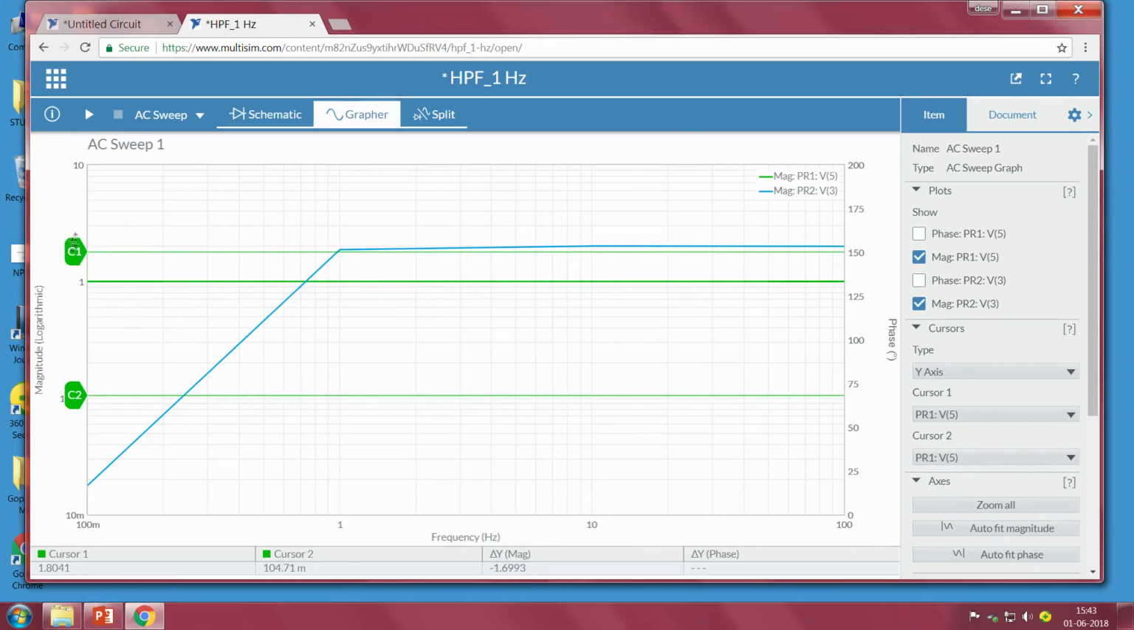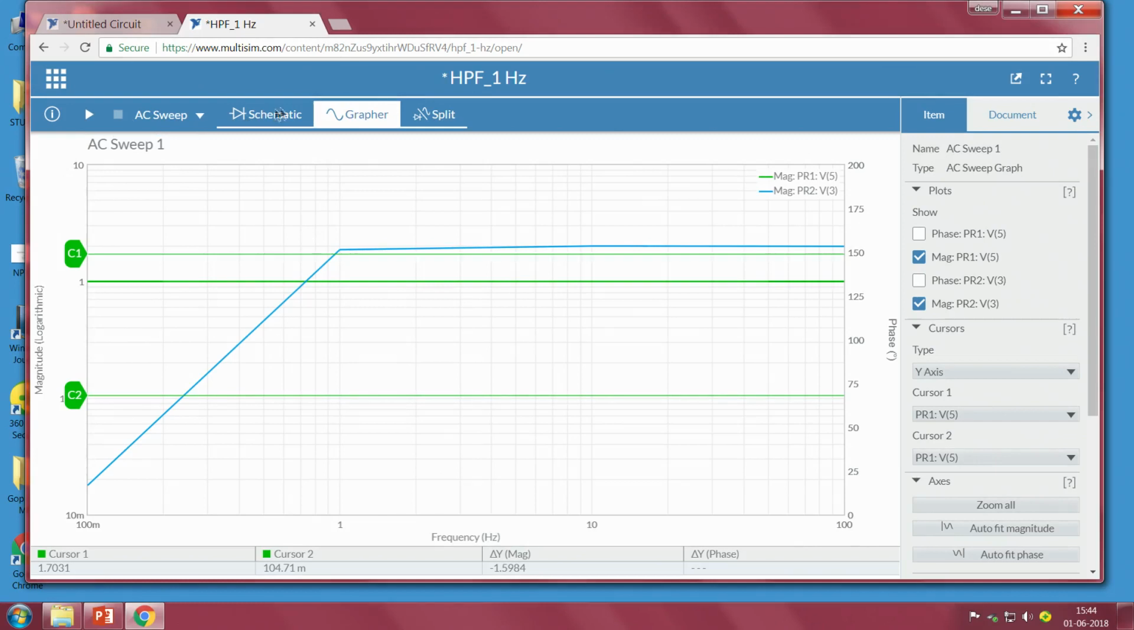Sorry, this is C1 at 1.8. So, I will be keeping it close to 1.7, that is our 3 dB, a magnitude of minus 3. Here this point is nothing but R. So, when I observe the magnitudes, this is very close to 1 hertz.